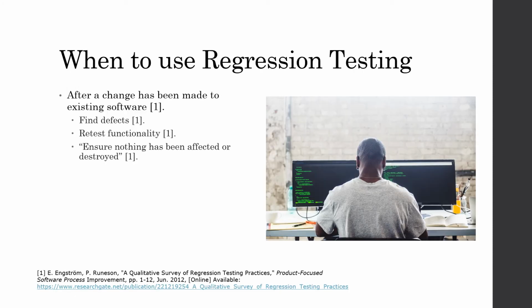When to use regression testing. In a broad sense, regression testing should be completed whenever changes have been made to a software product. This is to ensure that untouched or existing software has not been adversely affected by any changes that have been introduced. This helps developers identify any defects that may have occurred as a result of the changes. It also helps to ensure that untouched software still functions as intended. This reduces the risk of having to roll back changes. Also, this ensures that nothing has been affected or destroyed that should not have been.